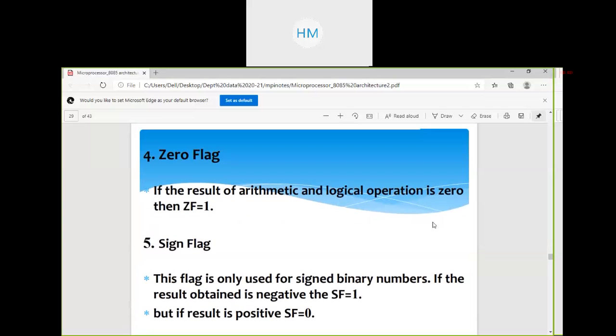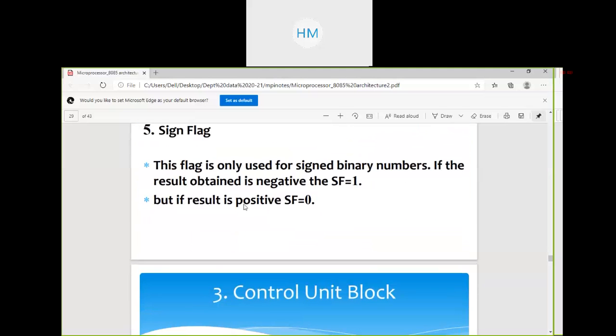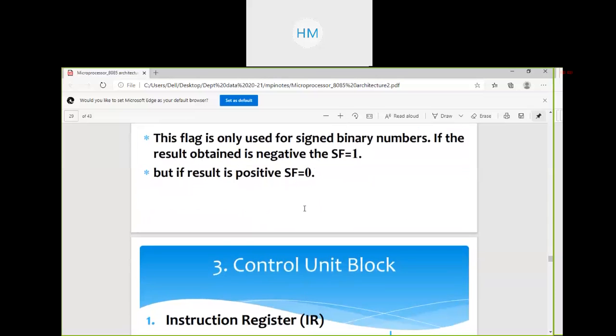Then the zero flag. If the result is 0, the zero flag is set. Otherwise reset. Sign flag. This flag is only used for signed binary numbers, where you can see positive and negative results. Positive is 0 bit, negative is 1 bit. It will check the MSB of the result, and according to that it will set the sign flag as 1 or 0. Clear?